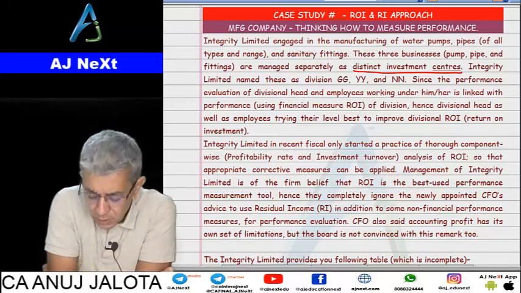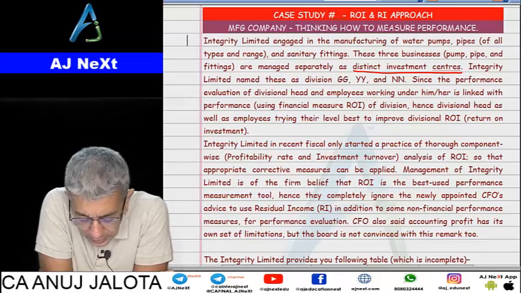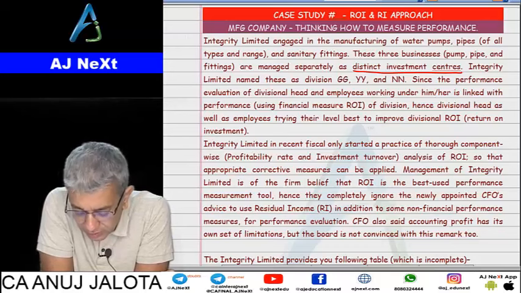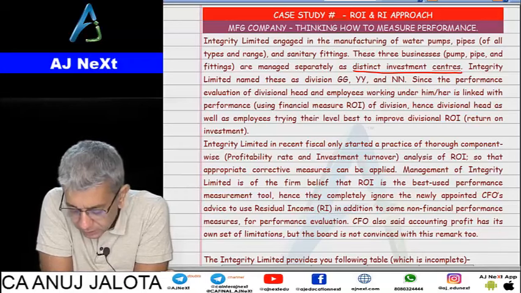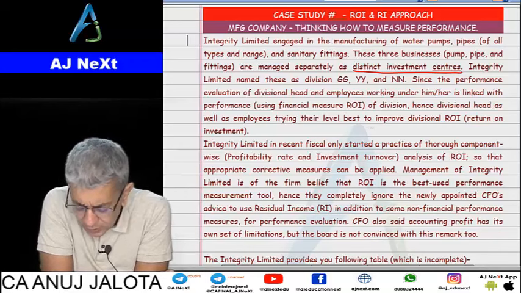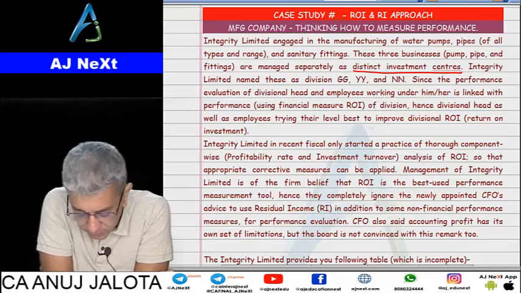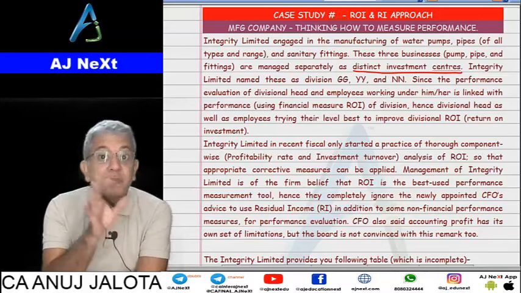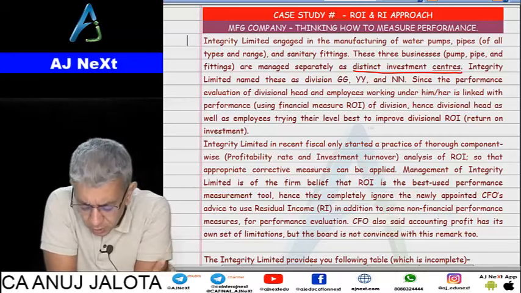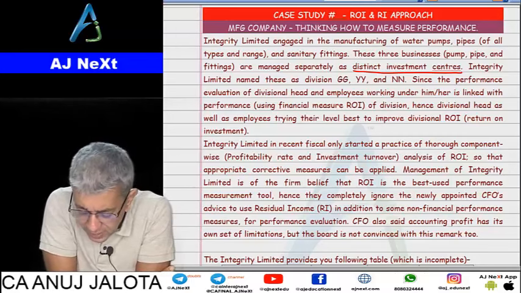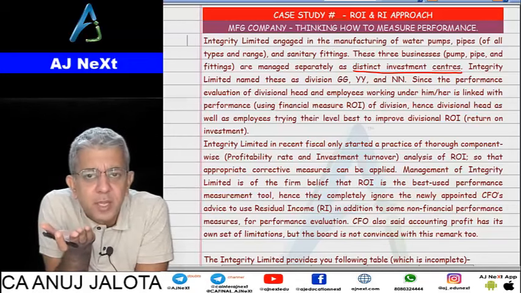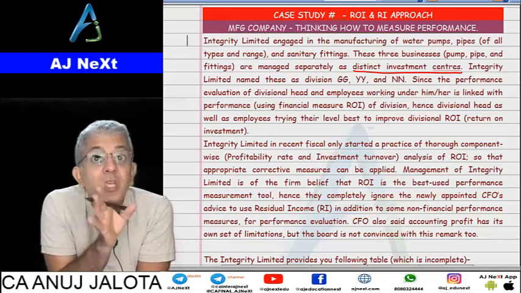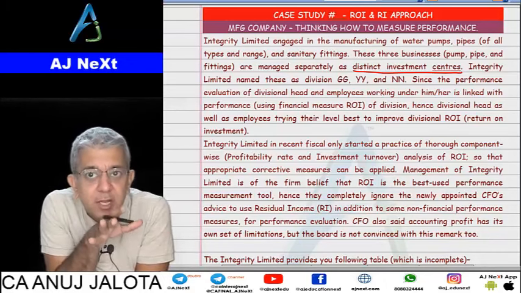Okay. Now, Integrity Limited named these divisions as GG, YY and NN. Since the performance evaluation of the divisional head and employees working under him or her is linked with the performance using financial measure ROI. So currently we use a financial measure. All these things are financial measures, no? Your ROI is a financial measure of the division. Hence, divisional head as well as employees are trying their level best to improve ROI. So obviously their bonuses and so on must be linked to their performance, and their performance is measured how, beta? It is measured in a financial way. So financial way in this case is ROI.